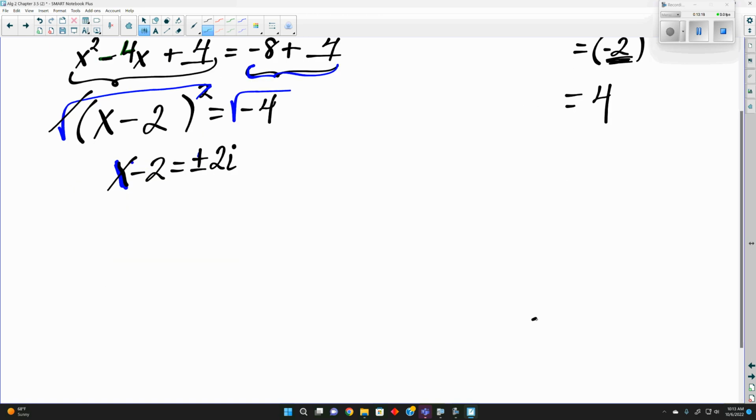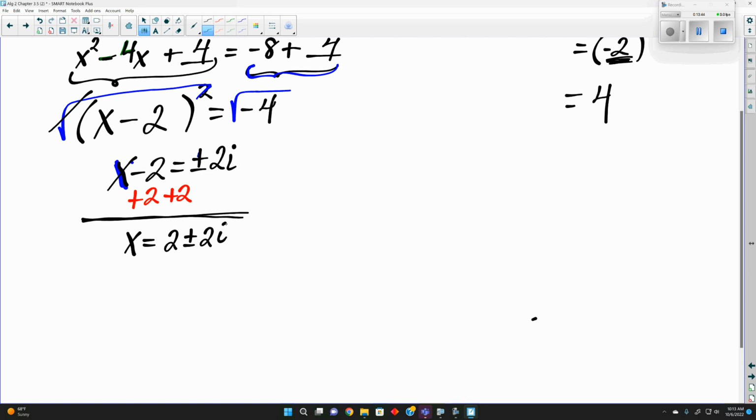So x is not by itself, so we need to do what to both sides? Add 2. And according to kind of number theory, or the general way we write this, when we add 2 to both sides, the 2 is going to go in front of the plus or minus. So we have 2 plus or minus 2i.